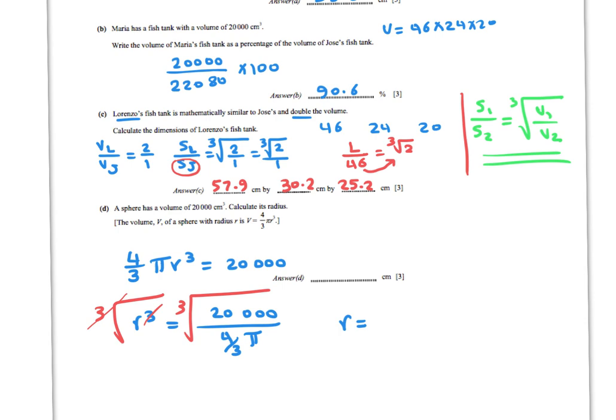Cubic root, we have fraction, 20,000 divide 4 over 3 multiply by pi, so 16.8. So the radius is 16.8, to 3 significant figures.